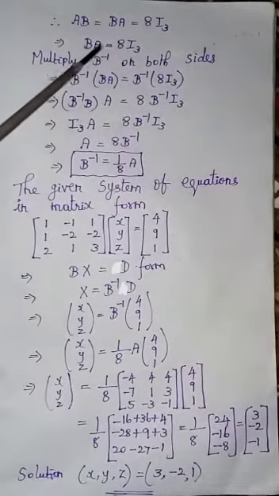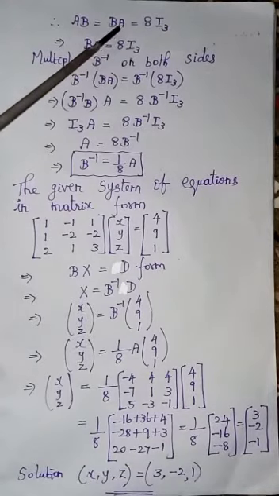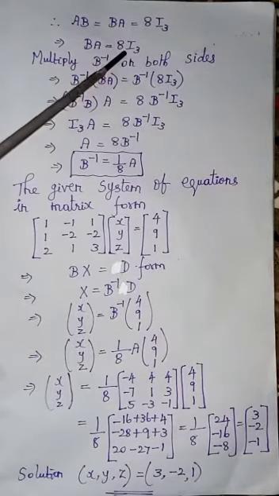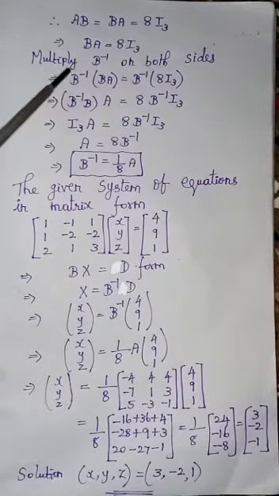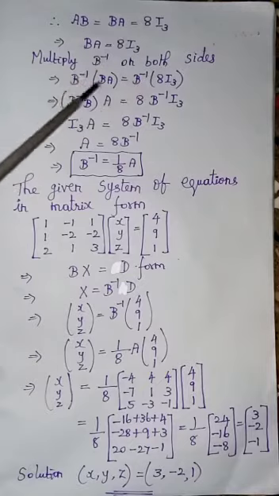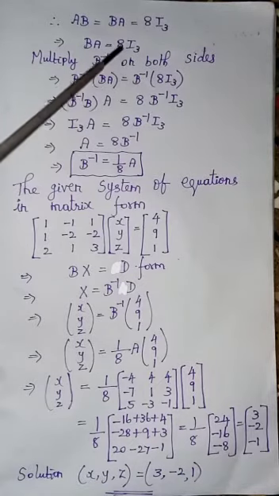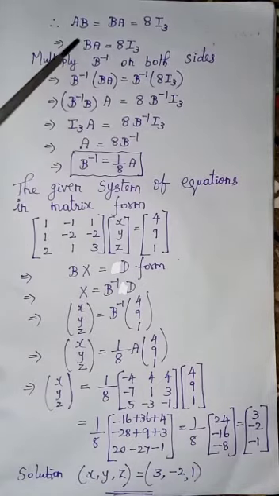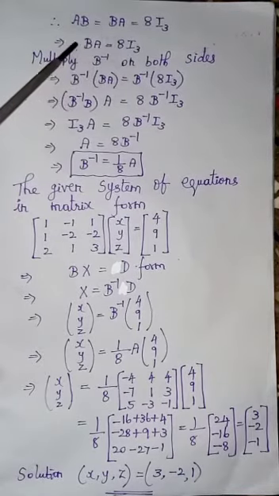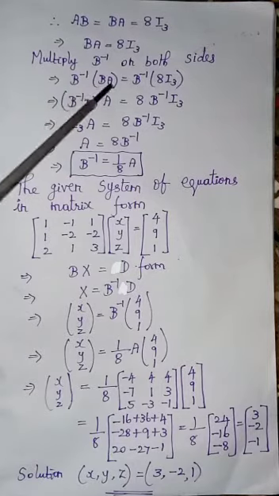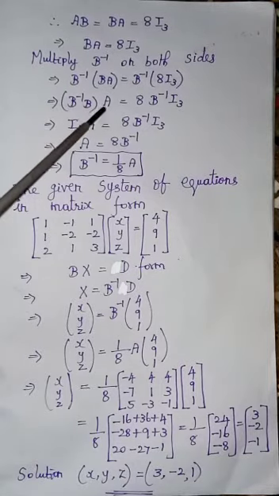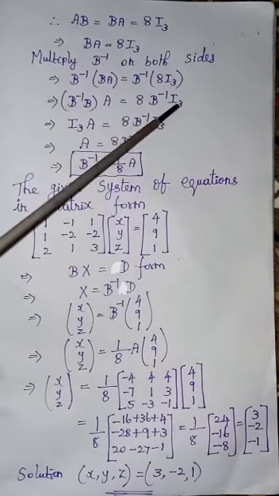Take any one of the values, BA is equal to 8 I3. Multiplying B inverse on both sides, because in the three simultaneous equations the coefficient matrix is B. So multiplying B inverse on both sides, we get B inverse of BA equal to B inverse of 8 I3. And using the associative law, we get B inverse B into A equal to 8 into B inverse I3.